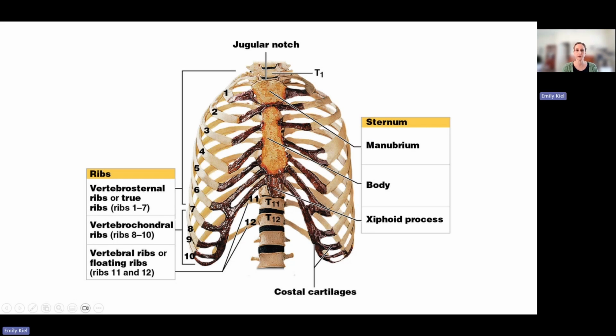And then here you've got your manubrium, your body, and the xiphoid process of your sternum. That xiphoid's where you want to push if someone's choking for your Heimlich maneuver.